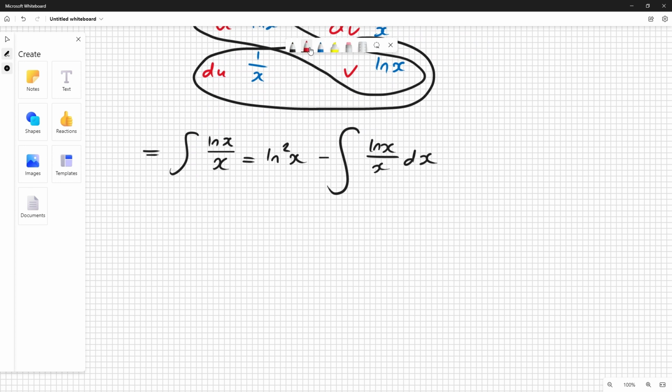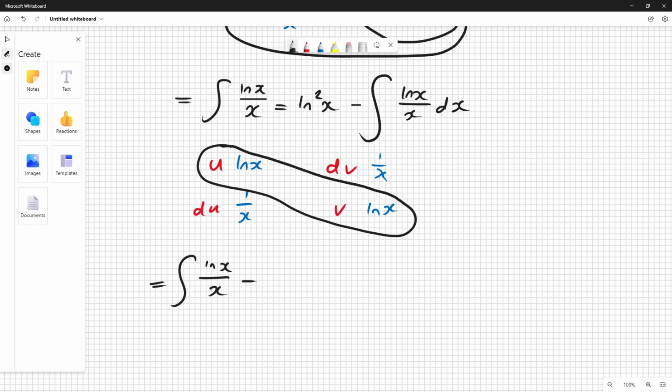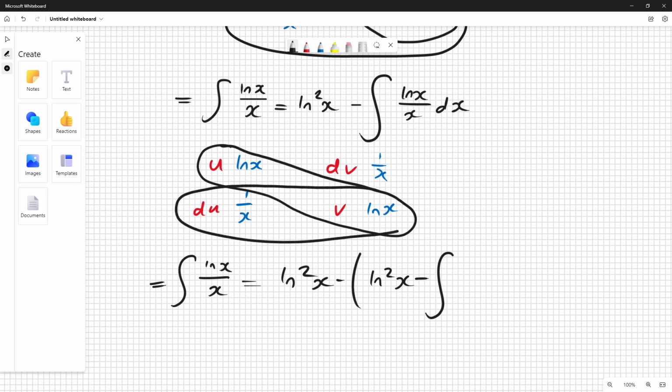So you might think this is an iterative process, and at some point we'll run into a wall, or we'll run into a case where we don't need to integrate anymore. So again, we'll separate this: ln x, 1 over x, 1 over x, ln x. Separating this again, u times v, the integral of ln x over x is now ln squared x take away u times v, so ln squared x minus the integral of ln x over x dx.